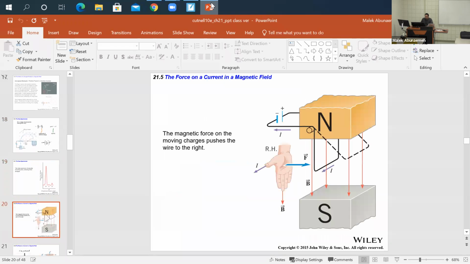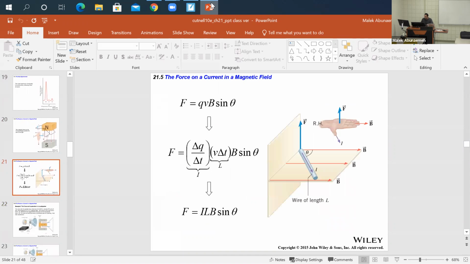Now, this is the right-hand rule that we tried to draw. So basically, if you put your hand up, your thumb is where your current is going. Your fingers are where your magnetic field is going. And coming out from the middle of your palm, that's going to be your force. Now, your force is qvB sine theta, which is q over delta t, which we said was your I, multiplied by v delta t, which is your L, B sine theta. So your F equals ILB sine theta.